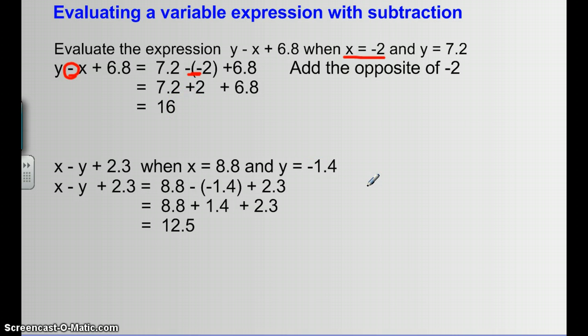In the next case, x minus y plus 2.3, when x equals 8.8 and y equals negative 1.4. Again, we have something tricky here, because when we substitute the 8.8 for x, that's simple. But when you substitute the negative 1.4 for y, you have to make sure that this negative sign stays out in front of the term, okay? Because that's going to become a positive 1.4. And then you add the 2.3 at the end. So this becomes a positive 12.5. Don't drop the negative signs or the opposite signs. They are very, very important.